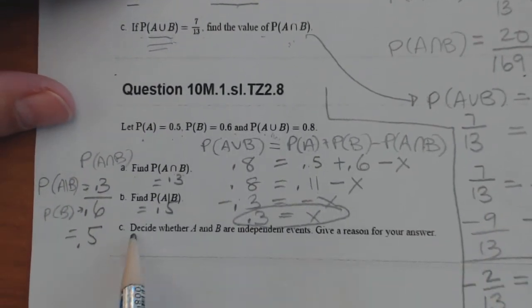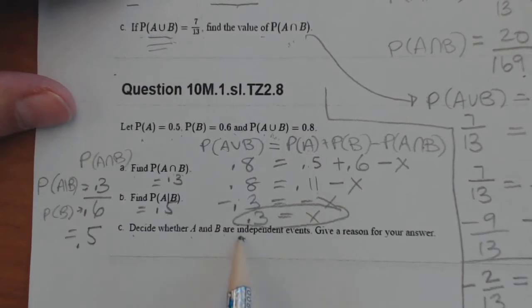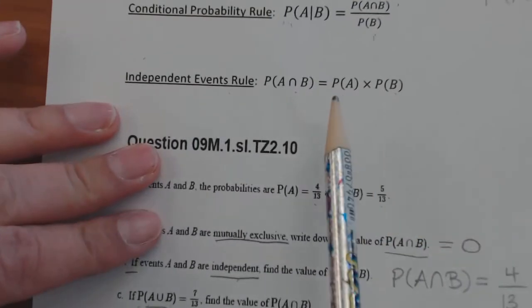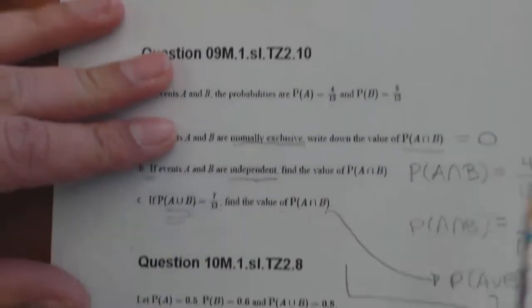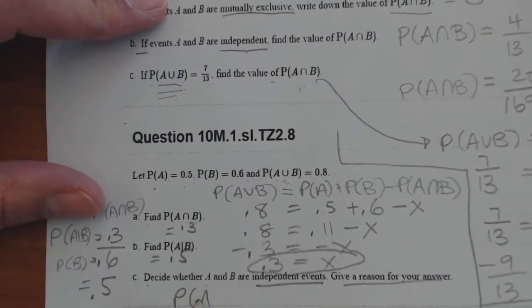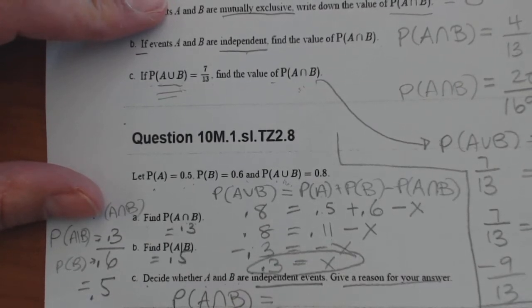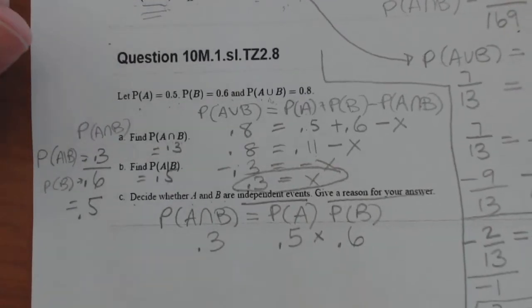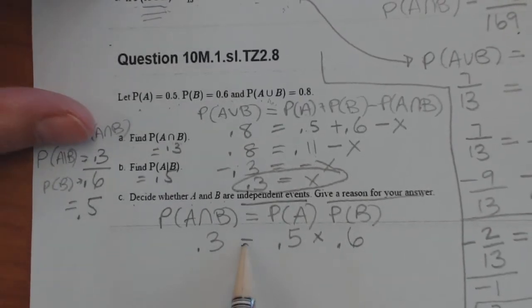And lastly, decide whether A and B are independent events, give a reason. So what we're going to want to do is go back up here, use this rule. We do have the probability of A and B, that's what we found in part A, that was 0.3. We do have the probability of A, which is 0.5. We do have the probability of B, which is 0.6. We want to see if these two multiplied together give us 0.3. That's how we prove if it's independent.